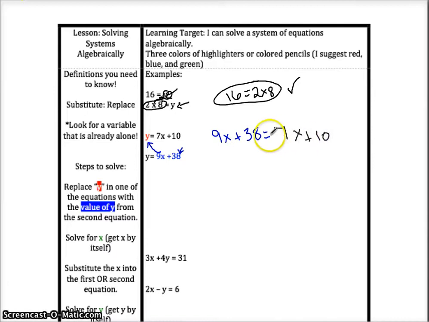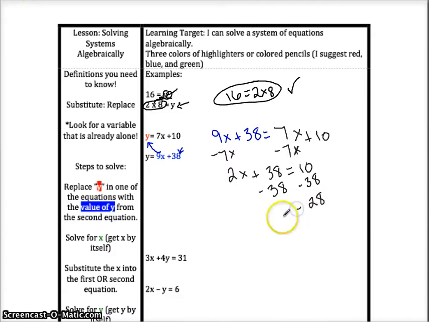And then you are going to take this new equation and you can solve it. You have variables on both sides, so you just need to subtract 7x. Subtract 7x. And 9x take away 7x is 2x, plus 38 equals 10. And what do we do next? Subtract 38 from both sides. So that's negative 28 equals 2x. Divide both sides by 2. X equals negative 14.